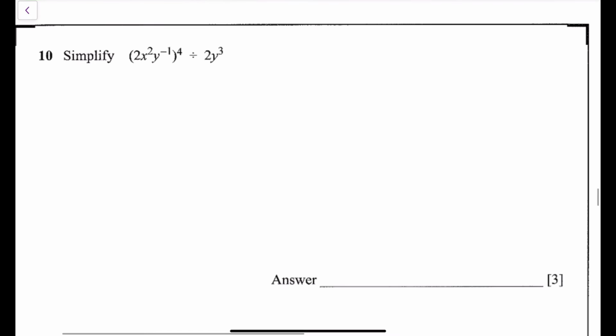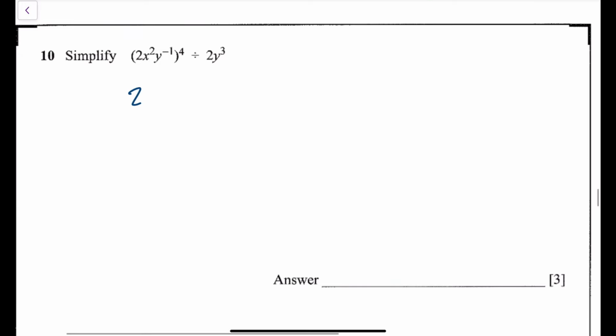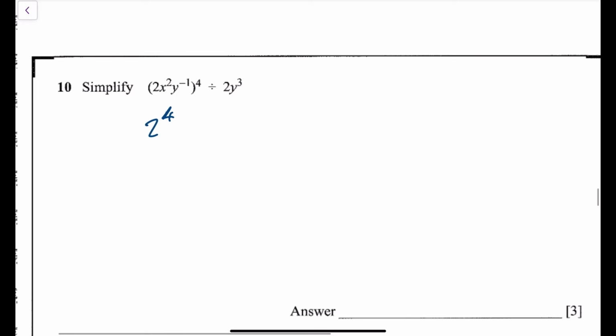The next one, if you see the wee trick, you've got 2 here, and you've got 2 here, you've x's, y's, and you've a y here. So leave your 2 in the first bit as a power of 2 instead of multiplying it out. So that's going to be 2 to the power of 4, and then you're raising the whole thing to the power 4, so everything gets raised to the power 4.